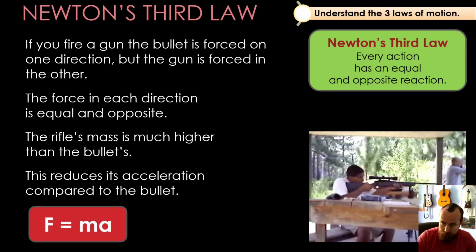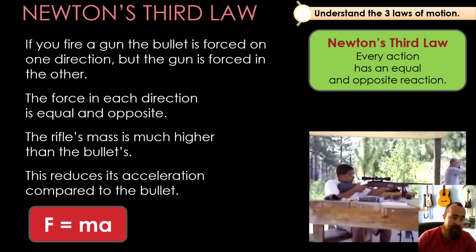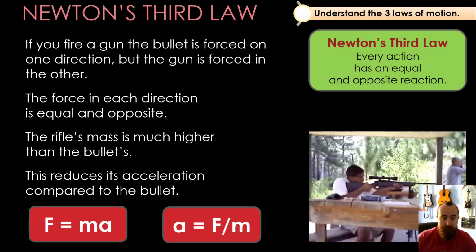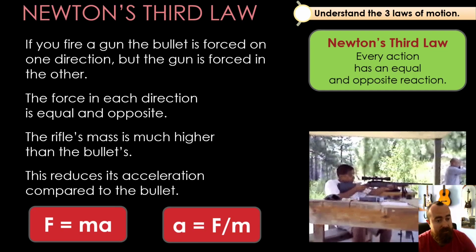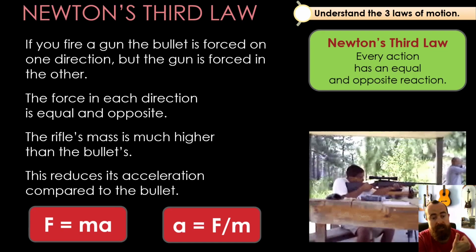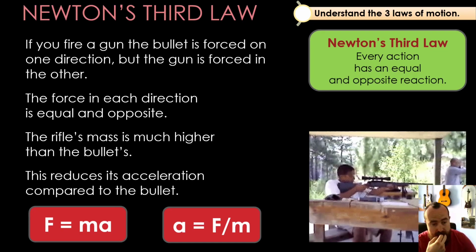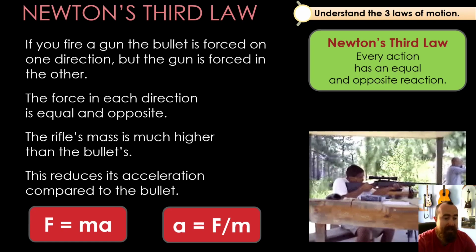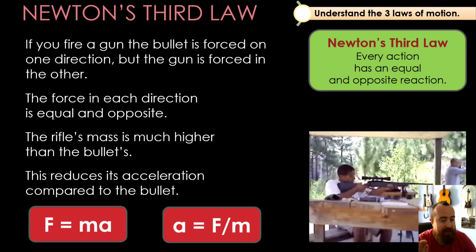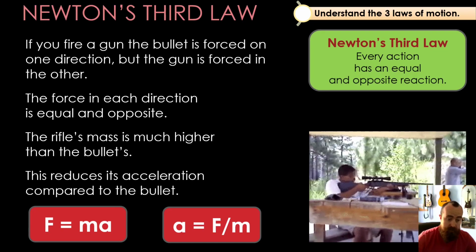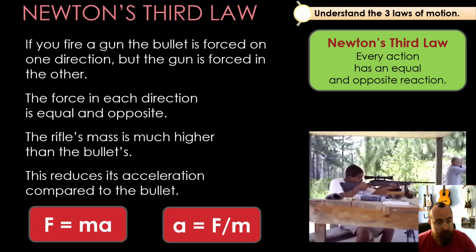The equation which sums up Newton's second law quite nicely is F equals ma. If we rearrange that, you can see that a equals F over m. Now, Newton's third law tells us that every action has an equal and opposite reaction. So if there's a force in one direction, there must be an opposite force of the same magnitude in the other direction. So the force will be the same. The only thing that changes is the mass. If the rifle has a higher mass than the bullet, then it's going to have a lower acceleration. Which is why you can fire a rifle without ripping your shoulder off.